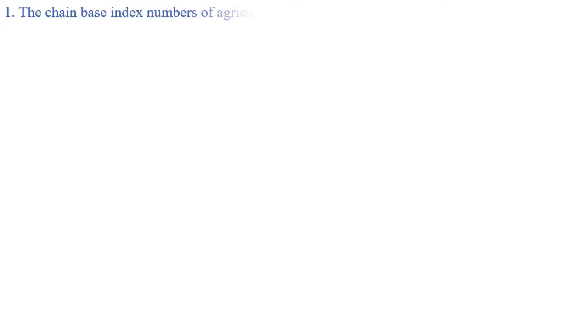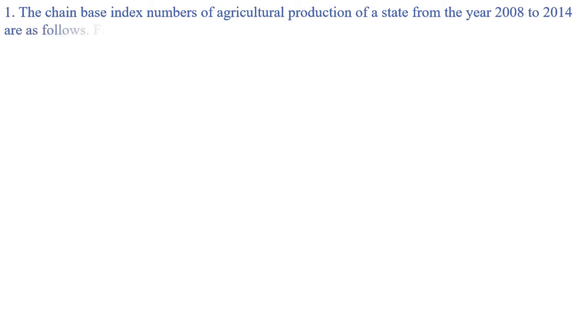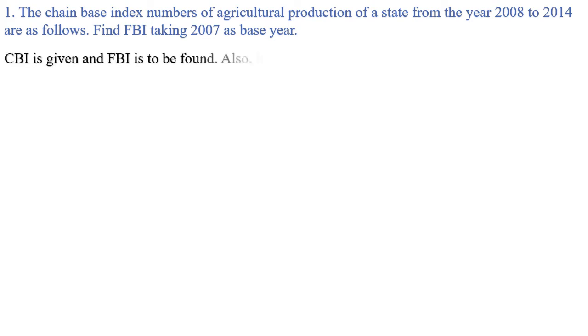Let's start. First question, the chain-based index numbers of agricultural production of a state from the year 2008 to 2014 are as follows. Find FBI taking 2007 as base year. So we have to take 2007 as base year. We have to calculate FBI for the given value of CBI. So CBI is given, FBI is to be found.